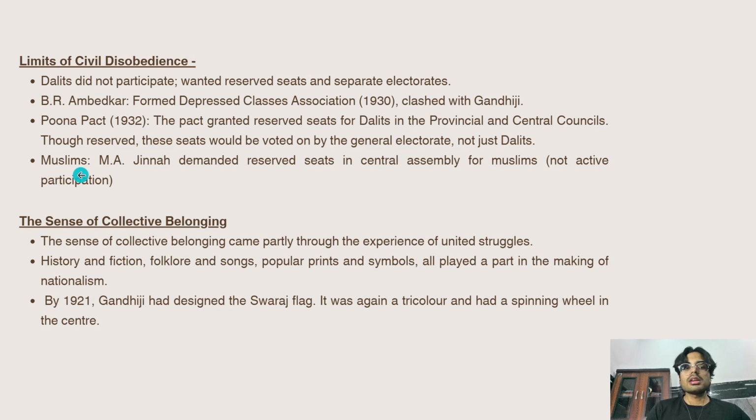For Muslims, we see that Muhammad Ali Jinnah demanded reserved seats in the Central Assembly for Muslims, but there was no active participation under him.